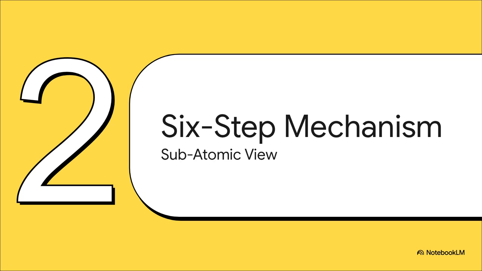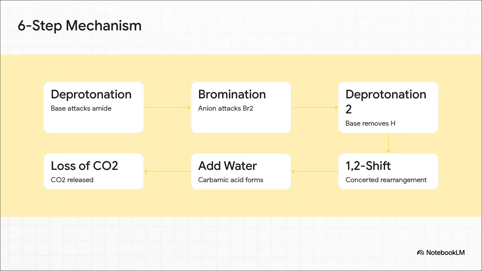Section 2. The 6-step mechanism, zooming into the subatomic level. Now, if we break down the exact journey of these molecules, you'll see this is definitely not a simple one-step swap. It's a highly structured 6-step sequence. Step 1 is deprotonation. The strong base attacks the amide to form an anion. Step 2, that anion attacks the bromine to form an N-bromoamide. Okay, step 3, the base attacks again, ripping off a second proton to create a super unstable bromoamide anion.